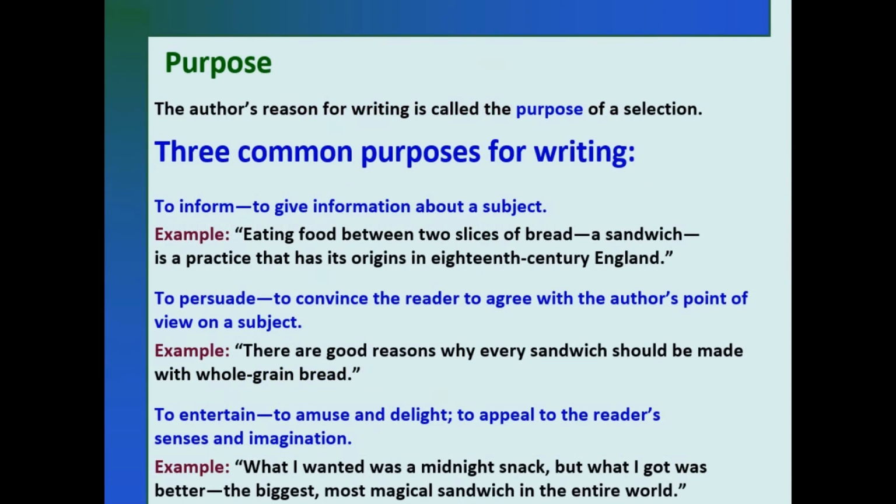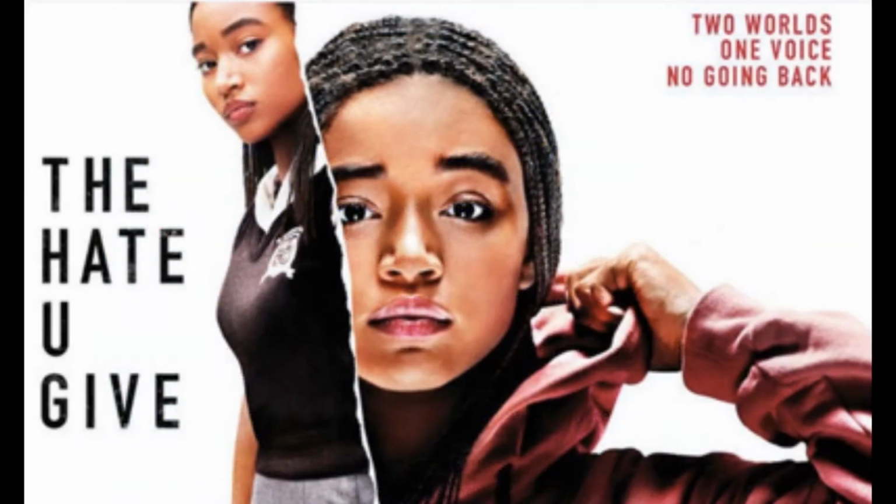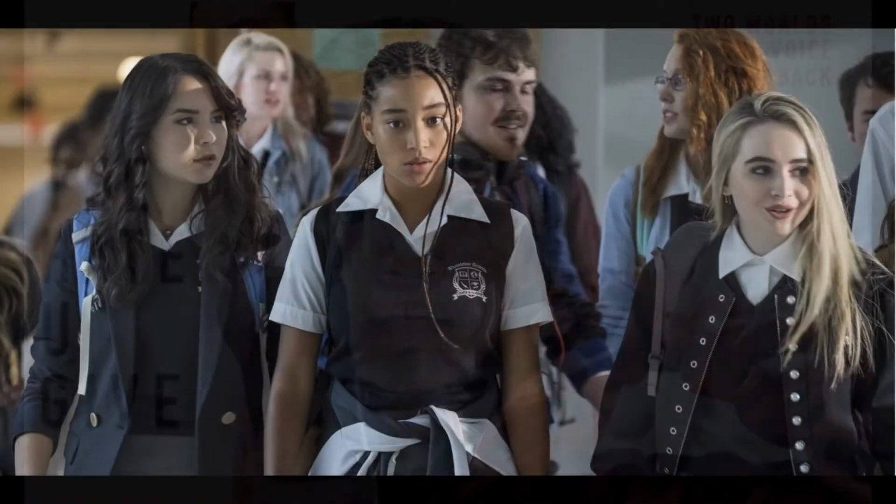There are three main types of purposes that you might see in a piece of writing. It could be to inform, persuade, or to entertain. Think for a moment about the book called The Hate U Give. The interesting thing about it is that it has a lot of real-life information. It has facts. And it also has a specific social issue at the center of the book. But the characters are fictional.